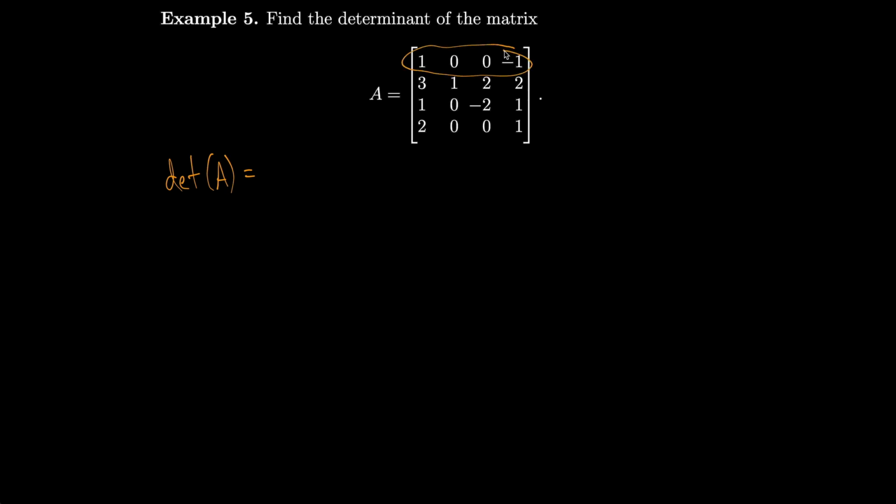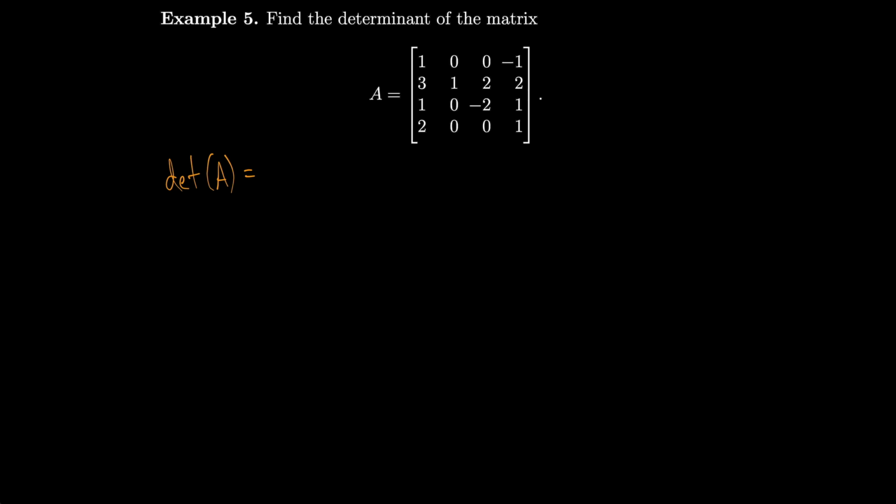Over here, it looks pretty good. But it looks like if we choose this column instead, it's even better. There's 3 zeros. So how about we expand along that column? The first one should be minus, then plus, then minus, and then plus. So minus 0 won't matter, so I don't even have to write that.